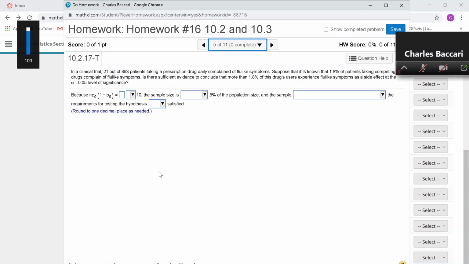Okay, so for the first part of this problem, we need to determine whether or not we can even use a hypothesis test on this.